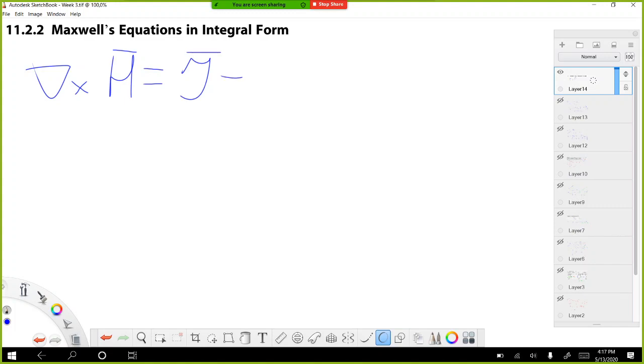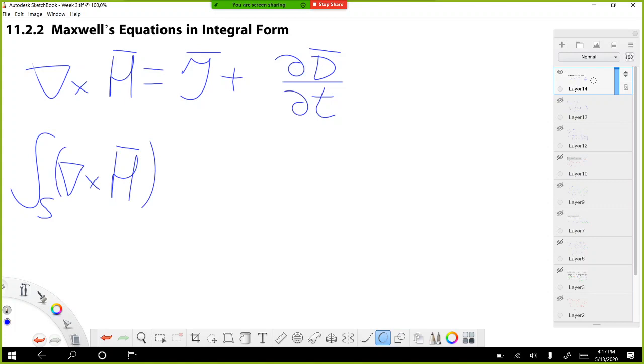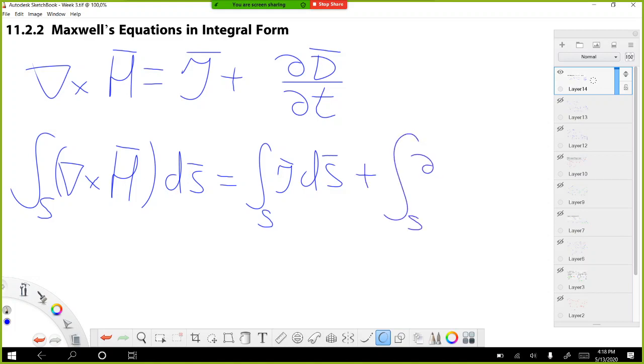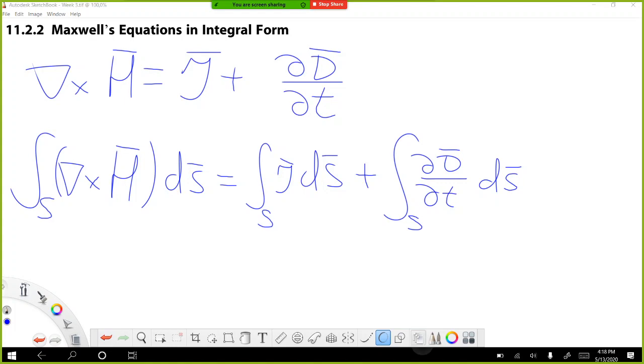So J plus displacement current density. Now, if we apply integral over the surface S to both sides, integral over the surface S of rotor of H ds equal to integral over the surface S of J ds plus integral over the surface S of dD over dt ds.